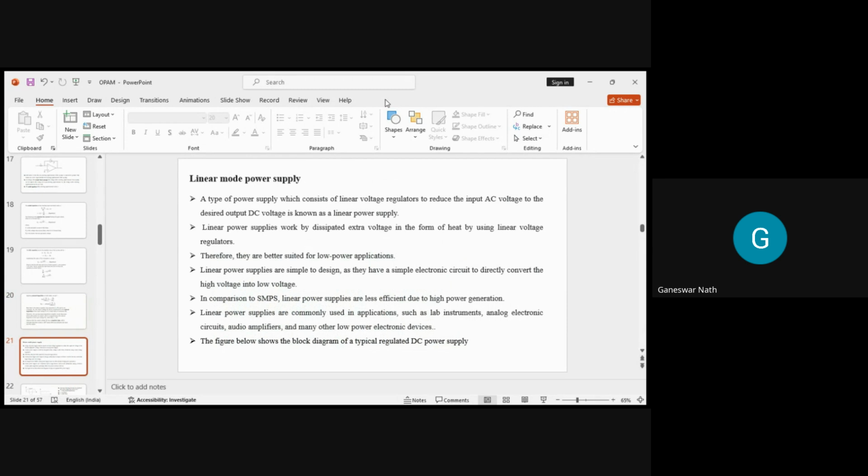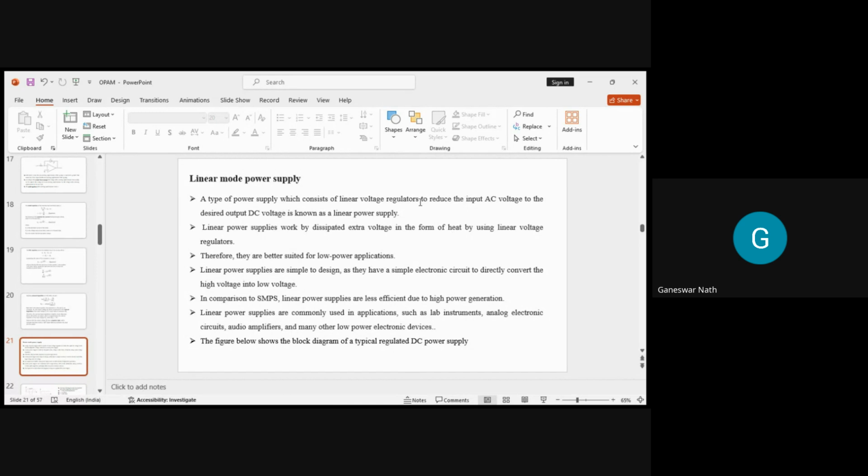Listen students, I think we have finished the different op-amp circuits and their applications. Now we are coming to the converters, like the linear mode power supply and also the switching mode power supply and their differences. Then ADC to DC converter, digital to binary and also binary to digital converter, like that.